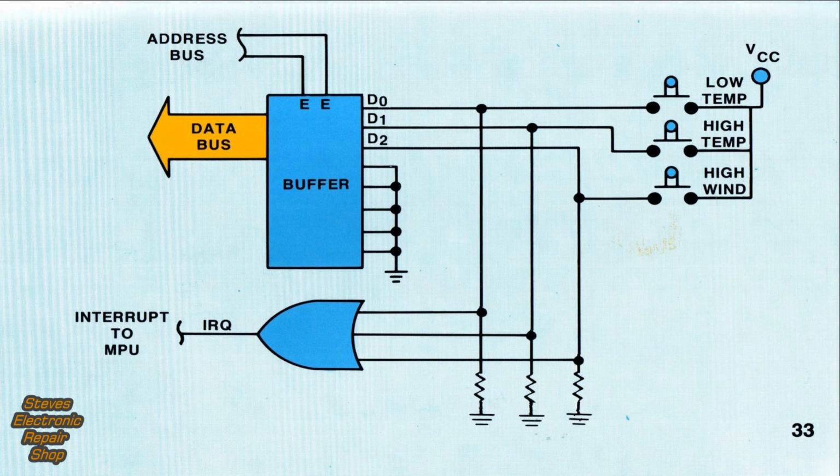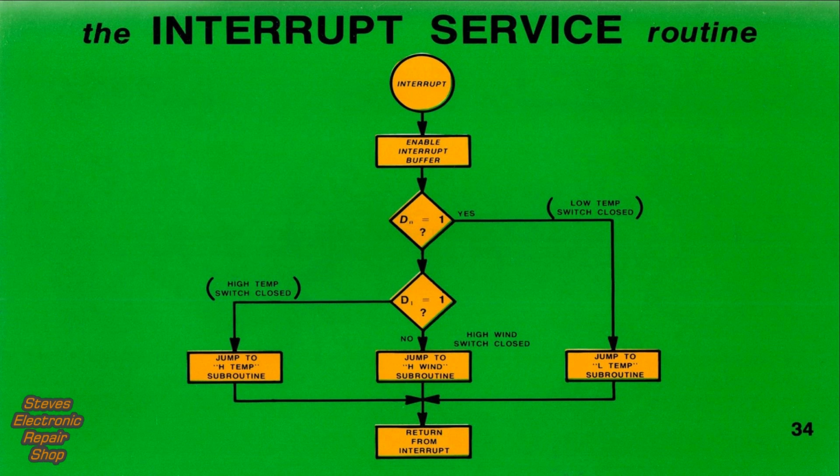Here's the circuit that will initiate the interrupt. Notice that interrupt switches connect to two places, a data buffer and an OR gate. A switch closure will satisfy the OR gate and initiate the interrupt. The microprocessor then outputs an address that enables the buffer. Data that corresponds to the switch closure is placed on the data bus. This allows the microprocessor to identify the switch and then jump to the corresponding routine.